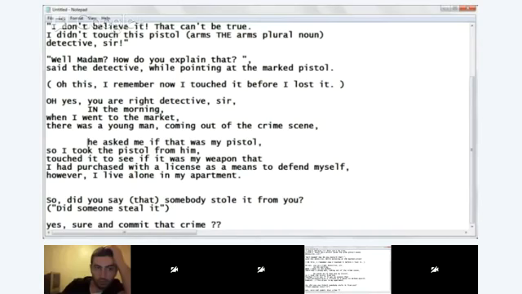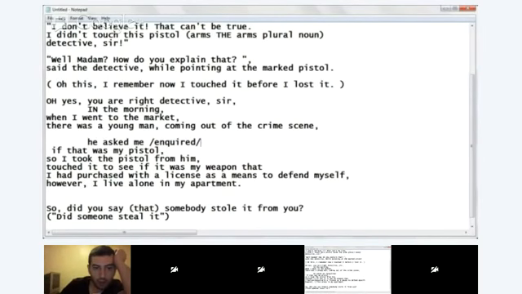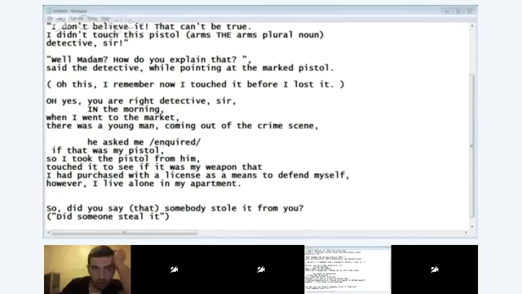Does anyone know any words which we could use as well as "asked"? Here's one. He asked me, he inquired, not "inquired me," so that's interesting. He inquired if that was my pistol. He asked me if that was my pistol. There's no question mark. He asked me if that was my pistol. Yes, because there's no question mark because it's reported.